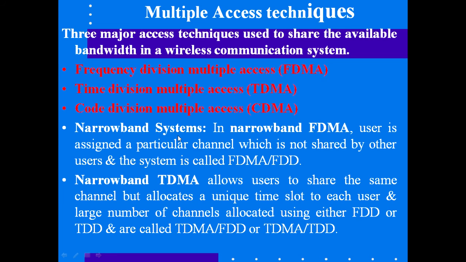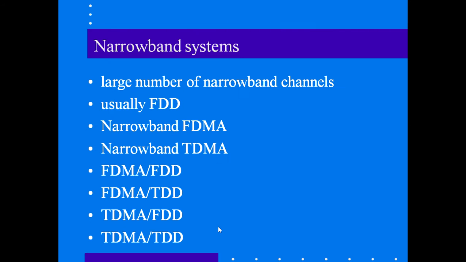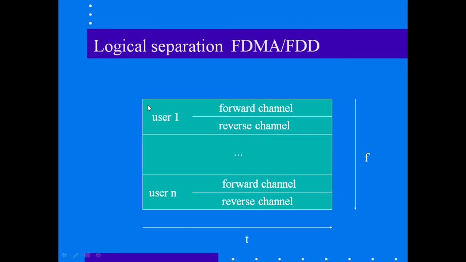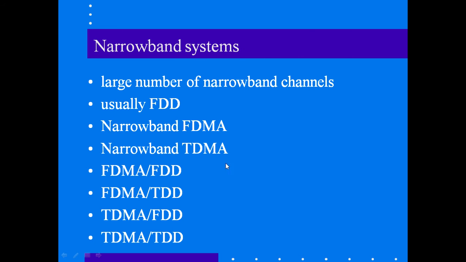As we said in the previous slide, we have two categories: narrowband system and wideband system. In the narrowband FDMA, the user is assigned a particular channel which is not shared by other users, and the system is called FDMA FDD. Similarly, for narrowband TDMA, users share the same channel but are allocated a different unique time slot each, and it can be called TDMA FDD and TDMA TDD. These are all the narrowband systems. If it is narrowband, a large number of narrowband channels are used, usually in terms of FDD. So it can be FDMA in combination with FDD, TDD, and also TDMA in combination with FDD and TDD.